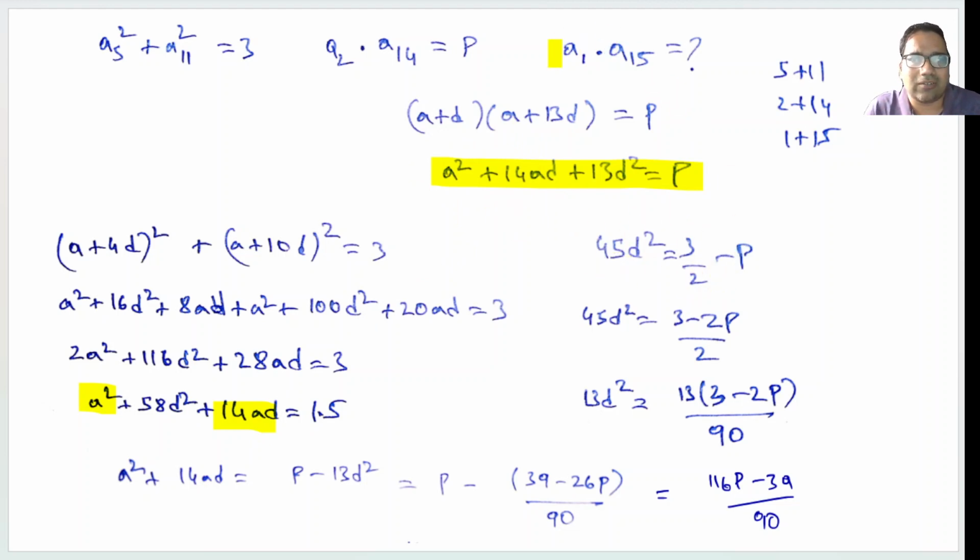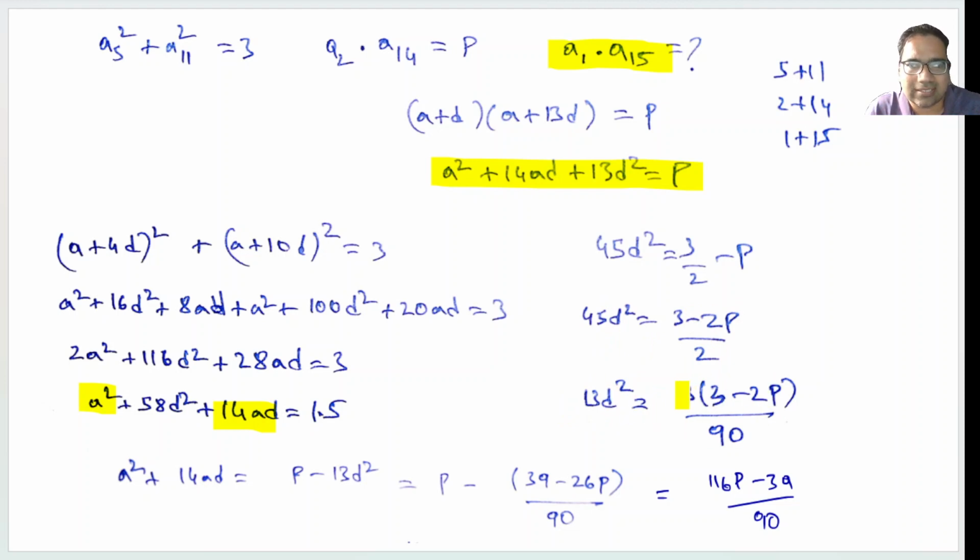And what is the product that you want? A1 into A15 is A into A plus 14D. A square plus 14AD is the term that you want, that is the product of A1 and A15. We have 45D square is (3 minus 2P) by 2. That means D square is (3 minus 2P) by (2 into 45), which is (3 minus 2P) by 90. So 13D square will be 13 into (3 minus 2P) by 90.